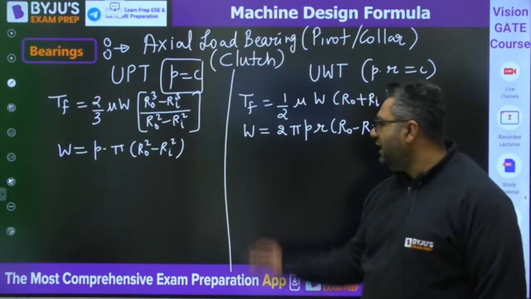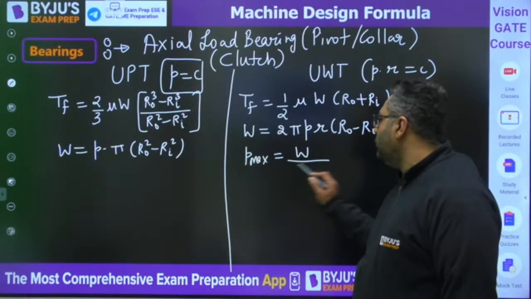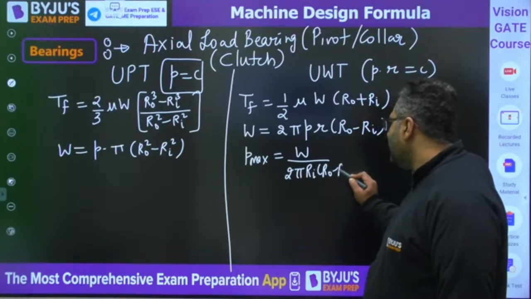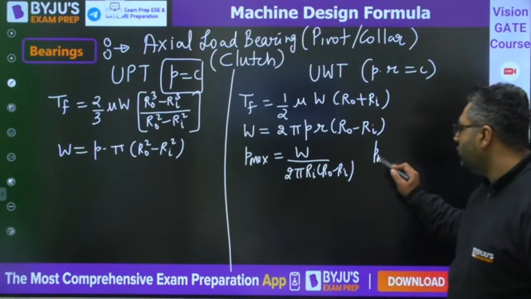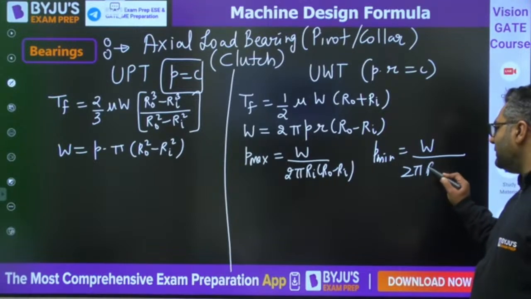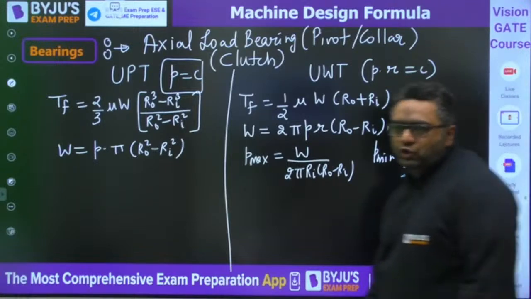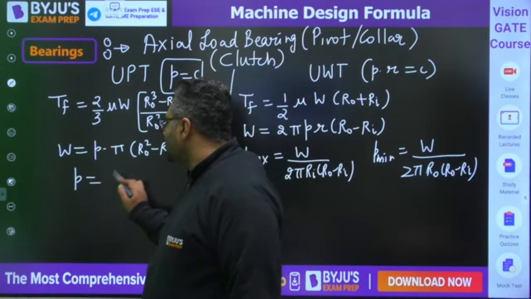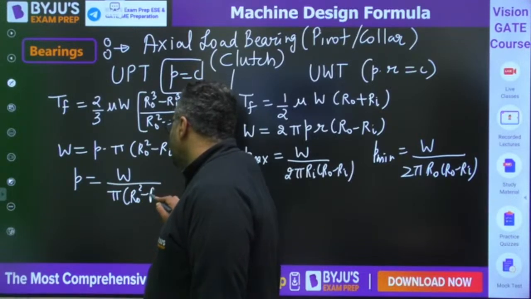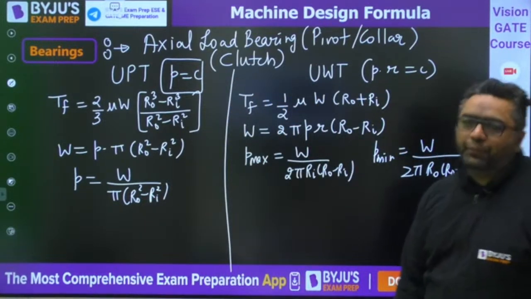So based on that we can define two pressures. Pressure will be maximum if you are writing W as 2 pi Ri into (R naught minus Ri), and pressure would be minimum when you are taking the maximum radius. You know, outer radius is the maximum, R naught (R naught minus Ri). Okay, and you also know here pressure is constant, so that constant pressure can be written as W by pi (R naught square minus Ri square). Okay, these are the basic formulas which we are going to use in UPT and UWT.